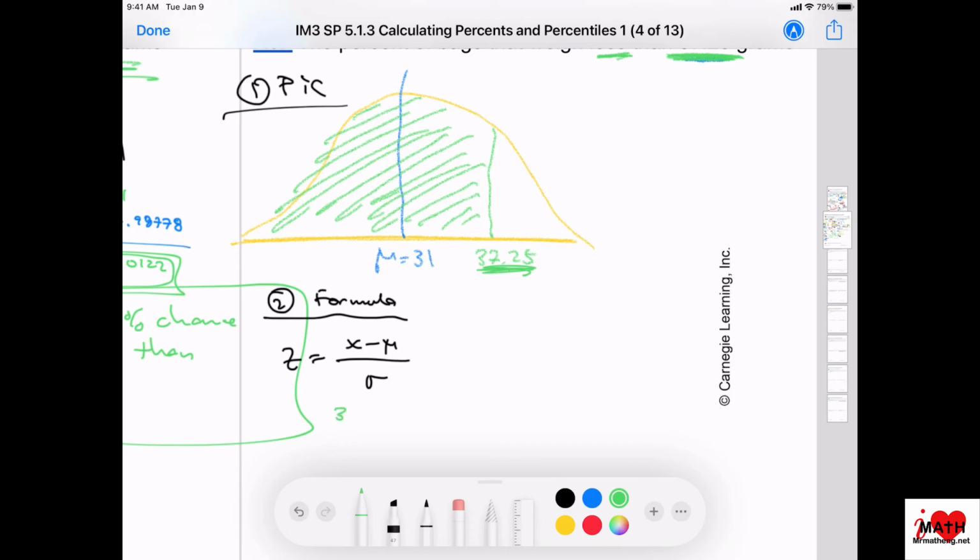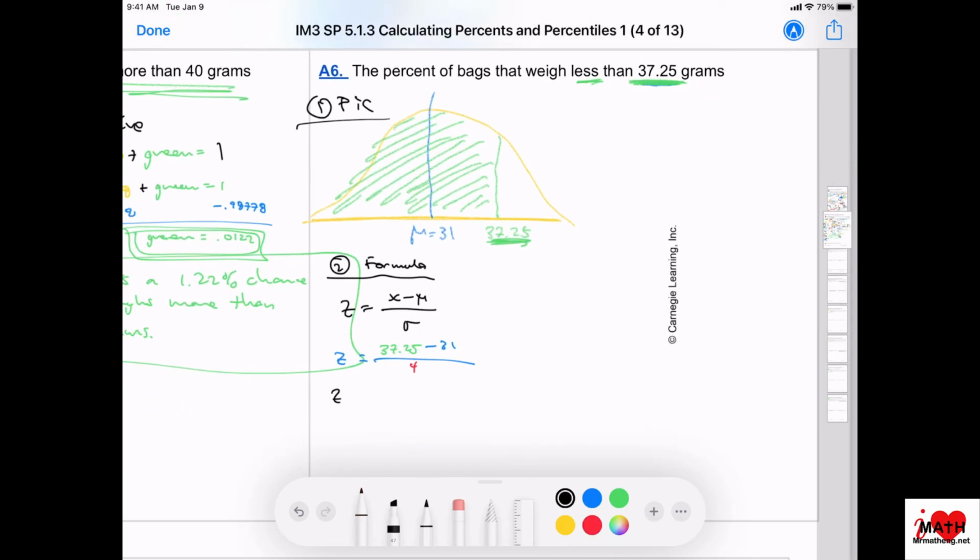Z equals x minus the mean over the standard deviation. That is our observed value. Our mean was given in the directions, and the standard deviation was 4. So I will get a value that is z equals 6.25 over 4. So I have a z-score of 1.5625. And I'm just going to round, it's approximate. So a z-score of 1.57.